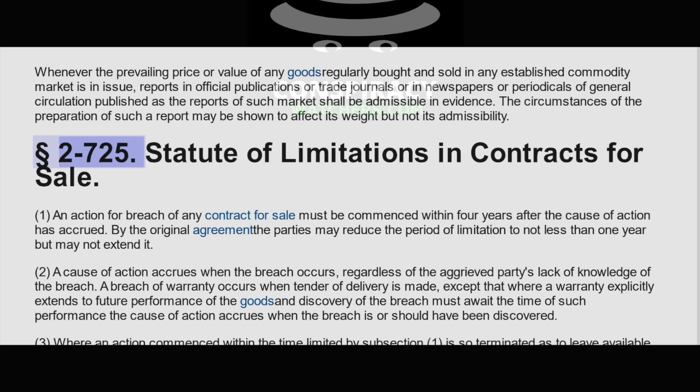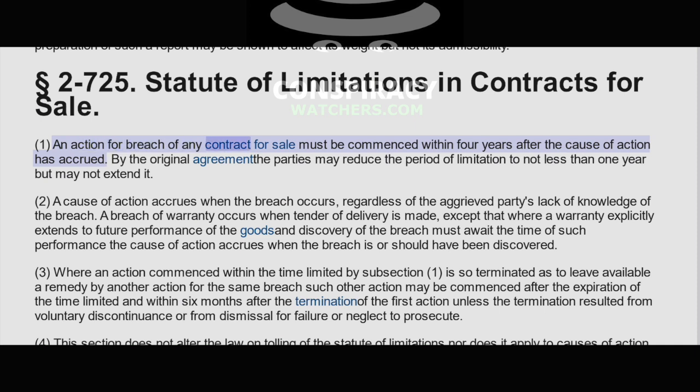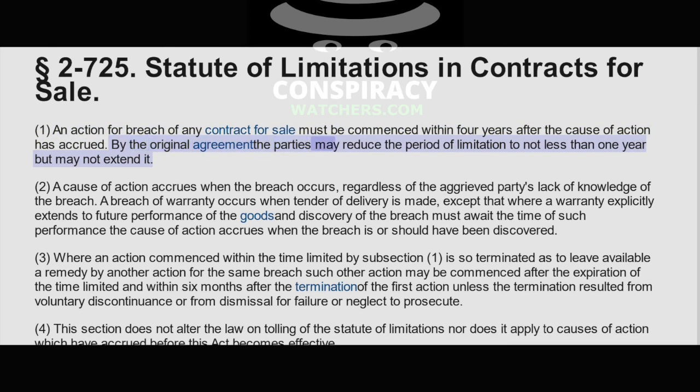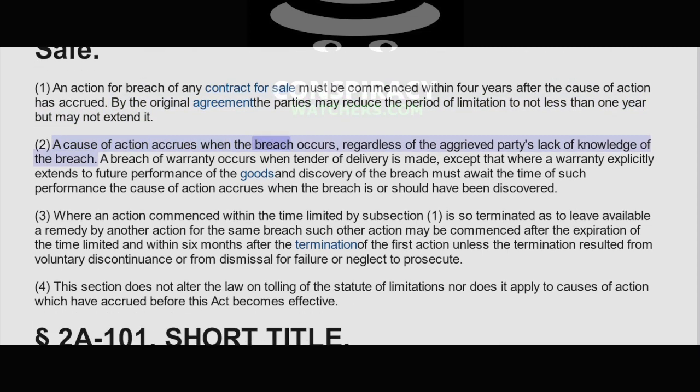Section 2-725. Statute of limitations in contracts for sale. An action for breach of any contract for sale must be commenced within 4 years after the cause of action has accrued. By the original agreement, parties may reduce the period of limitation to not less than 1 year but may not extend it. A cause of action accrues when the breach occurs, regardless of the aggrieved party's lack of knowledge of the breach.